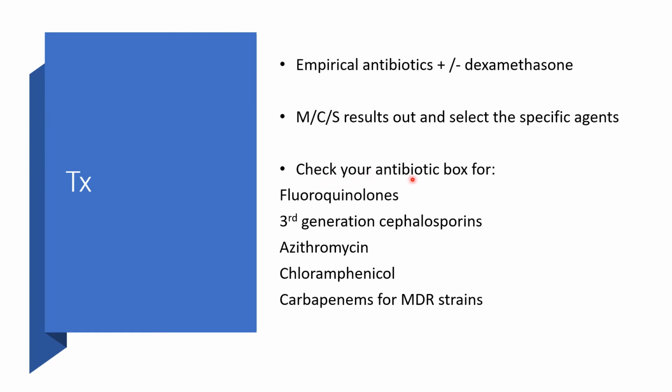So we will check our antibiotics box for what? For fluoroquinolones, for third generation cephalosporins, for azithromycin, chloramphenicol, if that is what the patient could afford, depending on the locality. But now that there's high level of drug resistance to chloramphenicol, we should be careful and also be mindful of their aplastic anemia. Carbapenems should be available. Why that? If we are dealing with multi-drug resistant strains, we should go for carbapenems.